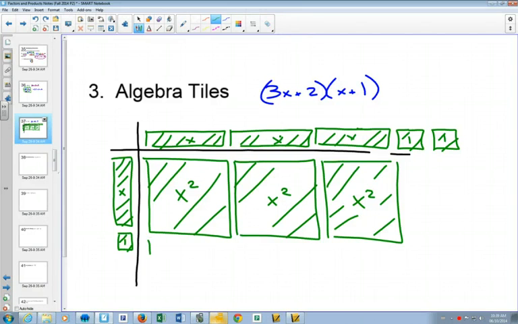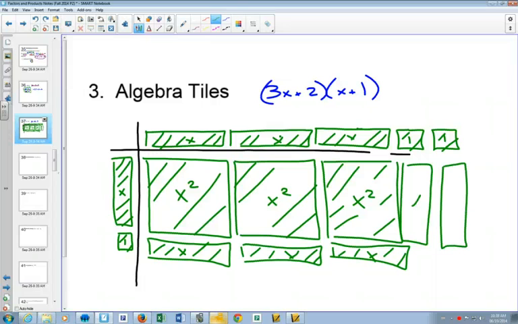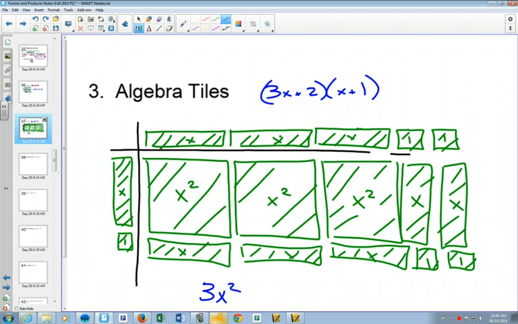Here, when I multiply 1 by an x, I'll get an x tile, an x tile, an x tile. And here, when you multiply the x by the 1, you'll get x tiles vertically. And 2 1 tiles in the end. So once you filled the rectangle, what is the rectangle made of? Well, I have 3 x squared tiles. I have 5 x tiles, and I have 2 1s.